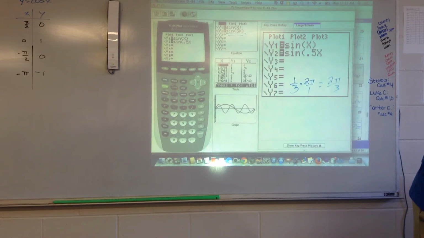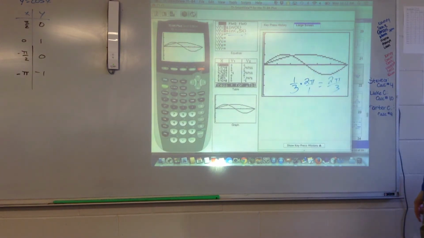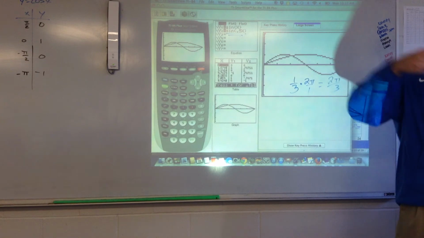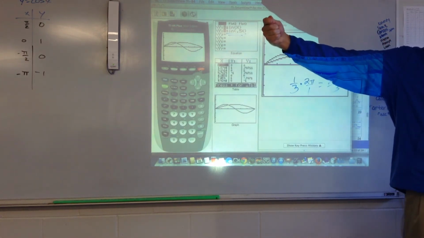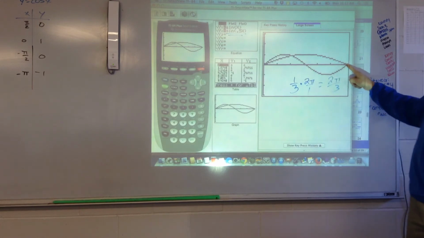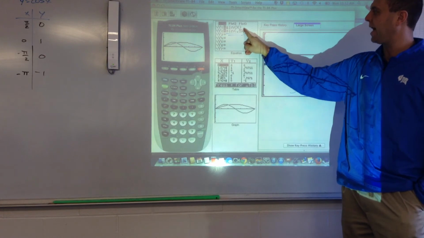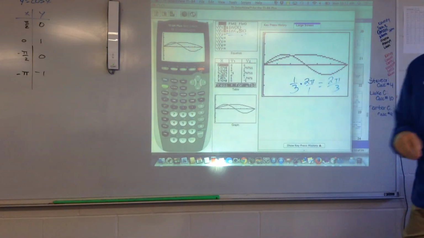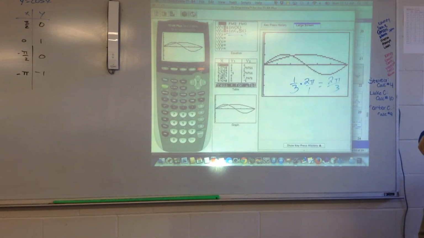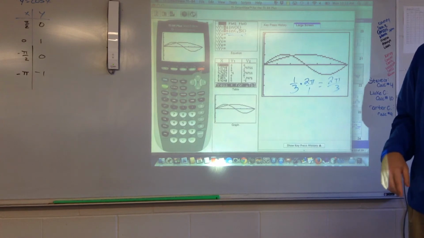0.5x. So there's my original coming, and now here's the new one. The new one got stretched horizontally. Okay? Now it only does the top half in 2 pi. It'll complete the bottom half in another 2 pi, so it would take 4 pi to complete one wavelength for that one. Alright? So it takes 2 circles. Good job. Essentially, yes.